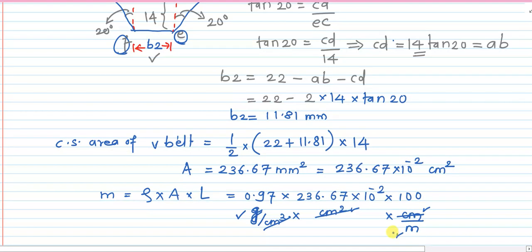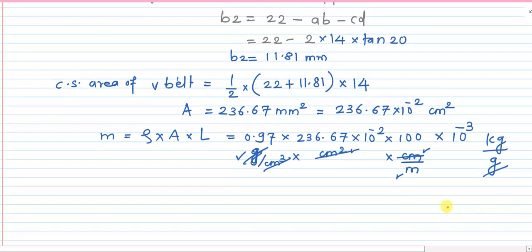But we need the mass of the belt in kilogram per meter. So we will convert this gram into kilogram by multiplying with 10 raised to minus 3 kilogram per 1 gram. Again the gram will be absorbed from numerator as well as denominator. What remains is the entire product of all of these quantities, and the unit will be kg per meter. So the mass of the belt is equal to 0.23 kg per meter.